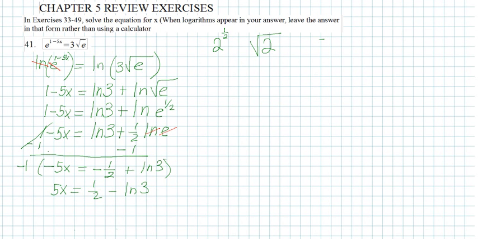And now I'm ready for my final move, or almost my final move. I'm going to divide everything, both sides, by 5. So I divide both sides by 5. And I'm going to continue right over here. So now I have x equals 1/2 minus a natural logarithm of 3 divided by 5.